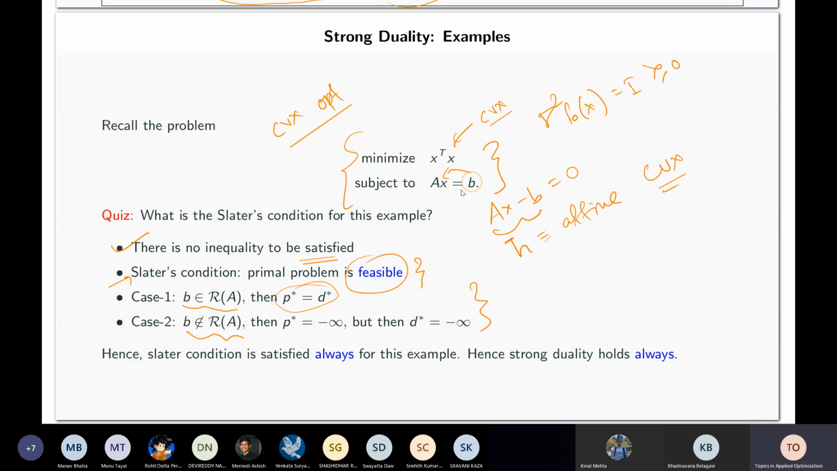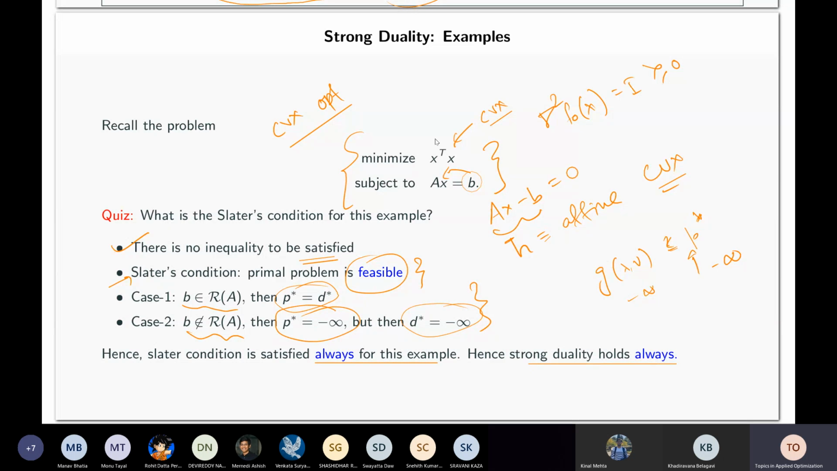It may also happen that the equality constraint is not satisfied, that is, B is not in the range of A. In that case the feasible set of the primal is empty, and the infimum over the empty set will be plus infinity. And hence in that case we will also have the dual equal to infinity, because dual is always less than or equal to primal. So if the primal already became infinity, then the dual has to be infinity as well. Hence the Slater condition is satisfied always for this example.